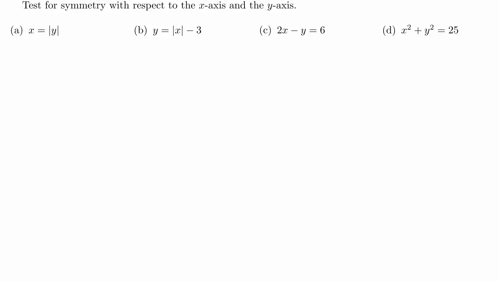Hello. In this example, we're going to test for symmetry with respect to the x-axis and the y-axis. Letter A says x equals the absolute value of y. So I'm going to start out with the x-axis symmetry. For the x-axis, I'll replace y with negative y. And that gives me x equals the absolute value of negative y.